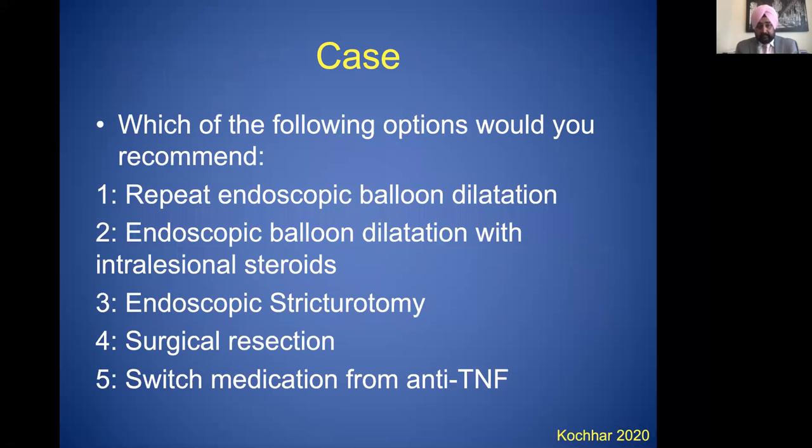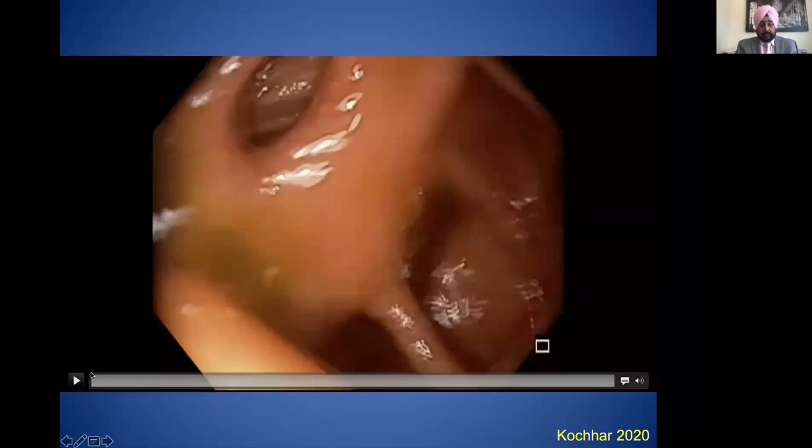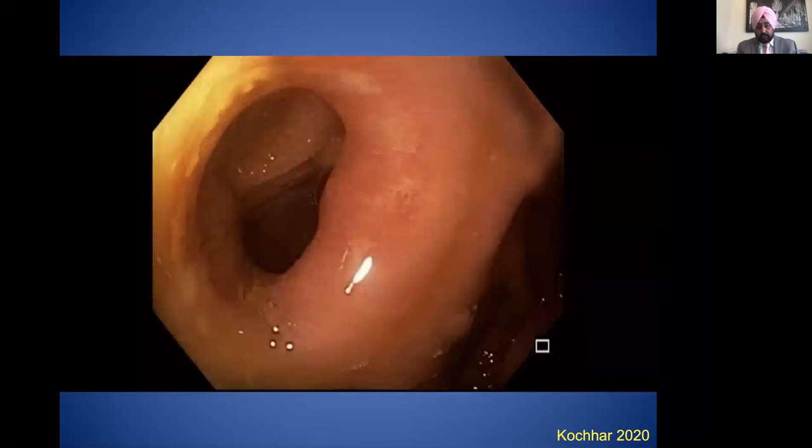Coming back to the case that we discussed before in that patient. So in that patient, we decided to do endoscopic stricturotomy. This is the video of that case. This was actually our first patient at AHN that we did this procedure on.